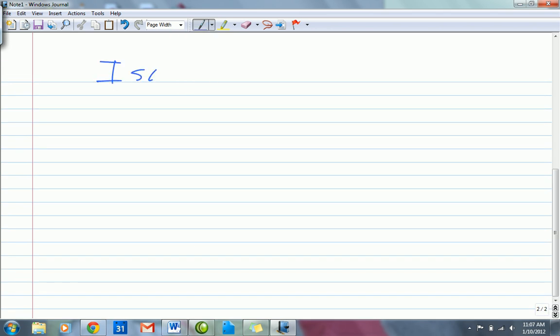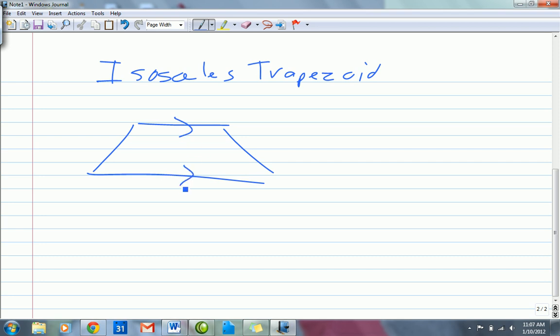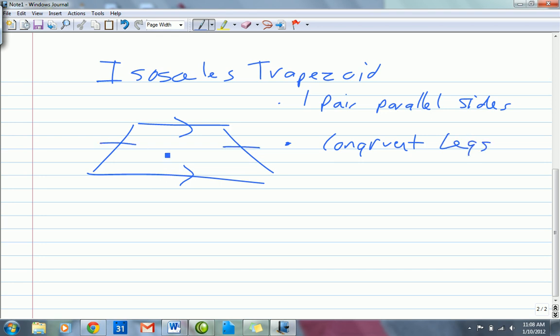And just like an isosceles triangle, isosceles trapezoids have two congruent legs. So an isosceles trapezoid looks like this. We have the trapezoid part, which means one pair of parallel sides, and that's the trapezoid part. But we also have congruent, what are called legs. So the non-parallel sides are congruent. And that would be these guys right here.